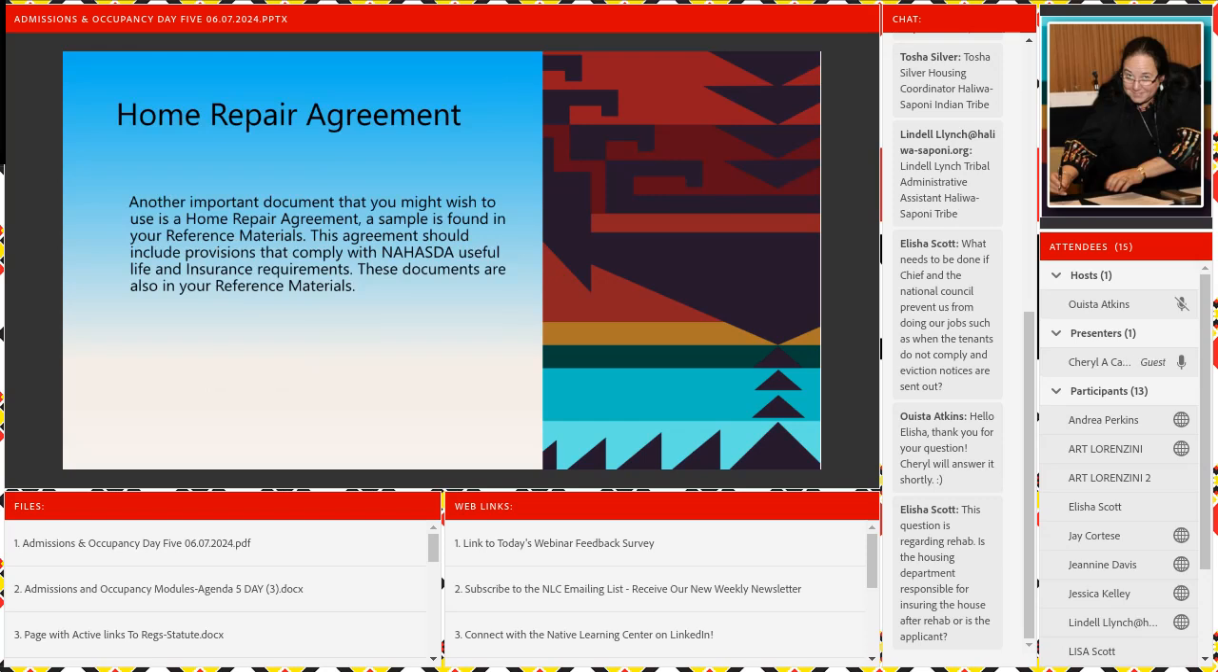Home repair agreement, another important document that you might wish to use. There's a sample found within your reference materials. Your agreement should include provisions that comply with NAHASDA's useful life and insurance requirements. These documents are also within your reference materials.